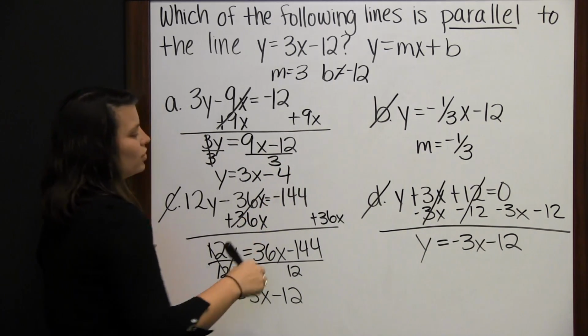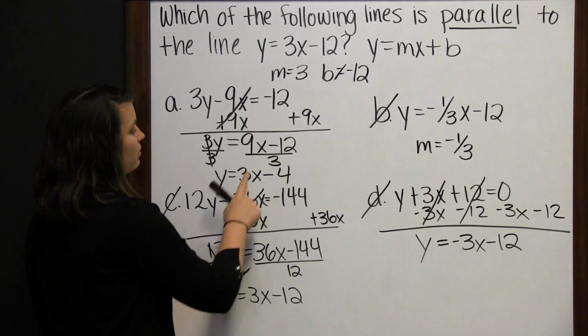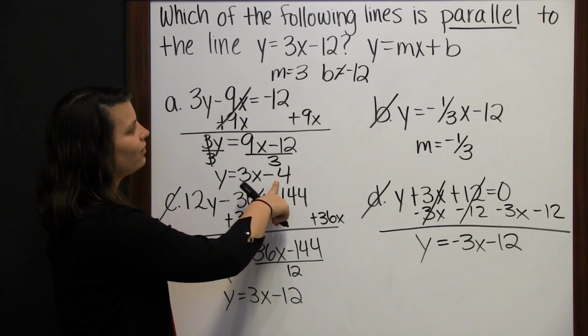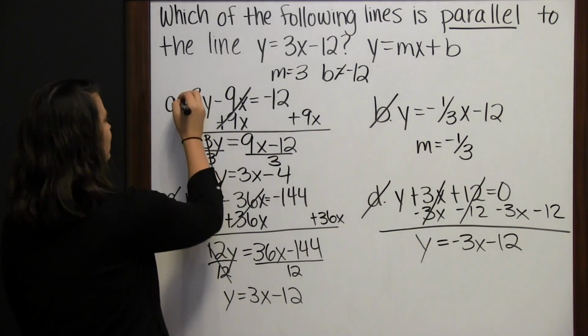So now we found a line that has the same slope as our line, but a different y-intercept. This one's negative 4 instead of negative 12. So we found our parallel line.